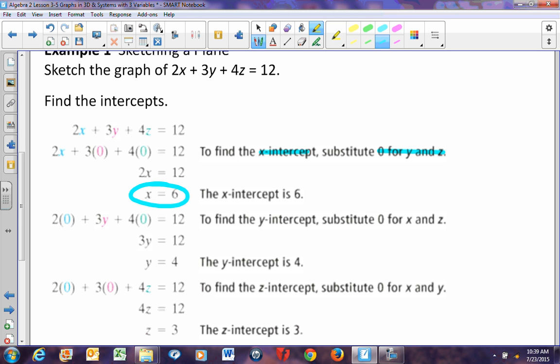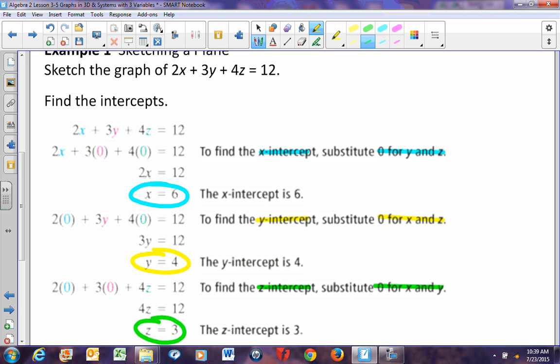That's important right there. To find the y-intercept, substitute in 0 for x and z. So you get 0 plus 3y plus 0 equals 12, or 3y equals 12, which means y equals 4. And last but not least, to find the z-intercept, substitute 0 for x and y. So you're going to get 4z equals 12, so z is 3.